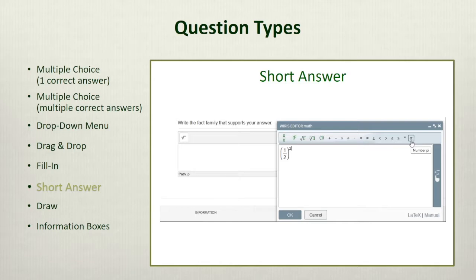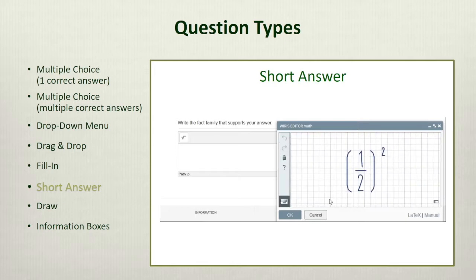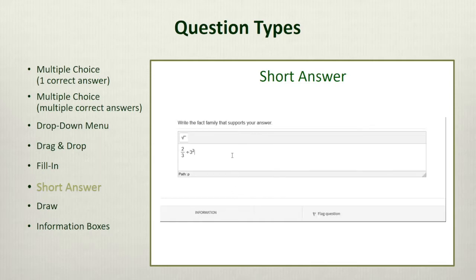Some of these tools will be only used in later grades. The draw area can also be used to handwrite these more advanced responses. For example, I can write an equation 2/3 divided by 3 squared. Here I see the equation that I intended to write. I click OK, and it transfers into the answer area.